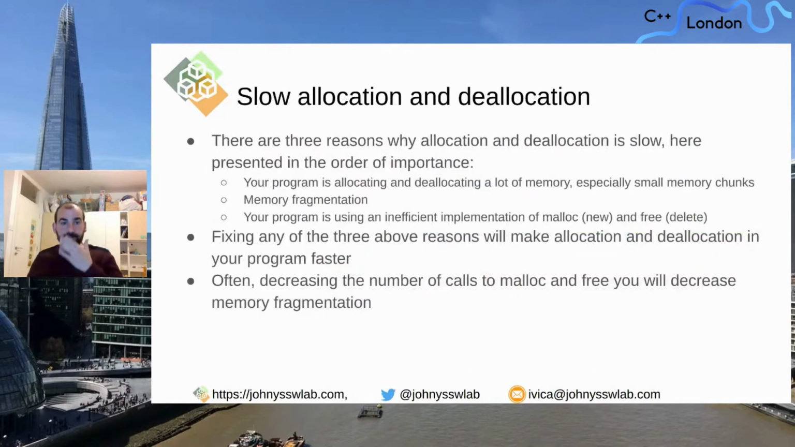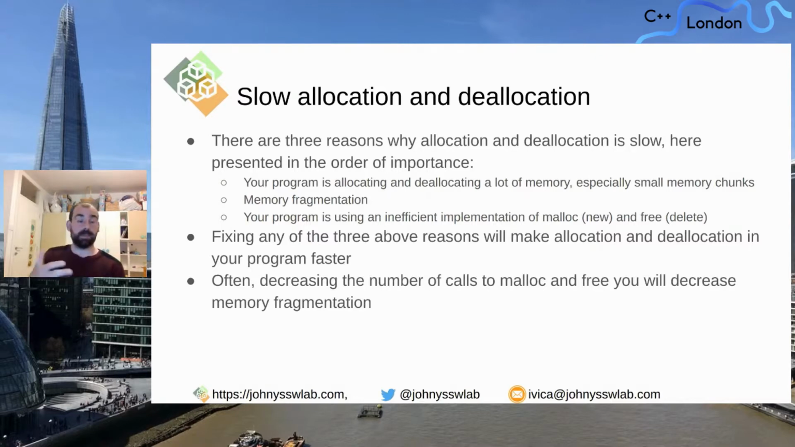Okay, moving on. There are basically 3 reasons why allocation and deallocation is slow, and here they're presented in the order of importance. The first reason is that you're doing many calls to the allocator, calling new and delete, malloc and free a lot. If there is a way to decrease this number, this will have a great effect on your program's performance.